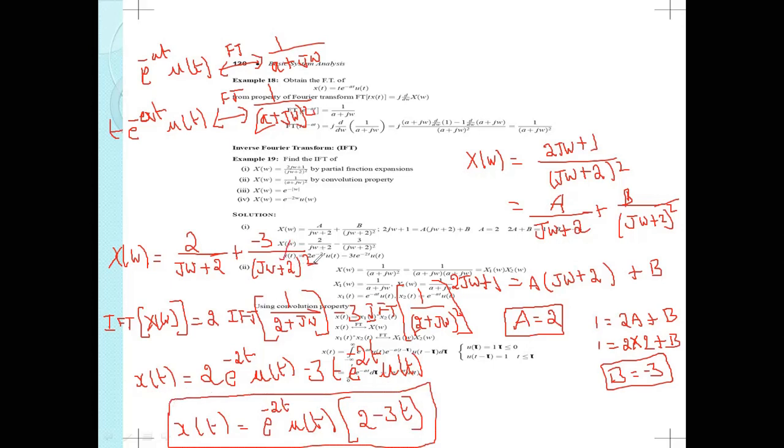See here, we got X of t is equal to 2 into e power minus 2t mu of t minus 3t mu of t. By using the partial fraction expansion method, the given X of omega is equal to (2j omega plus 1) by (j omega plus 2) whole square. Its time domain function is e power minus 2t mu of t into (2 minus 3t), or otherwise, 2 into e power minus 2t mu of t minus 3t e power minus 2t mu of t. That is the function we got as the inverse Fourier transformation by using the partial fraction expansion.